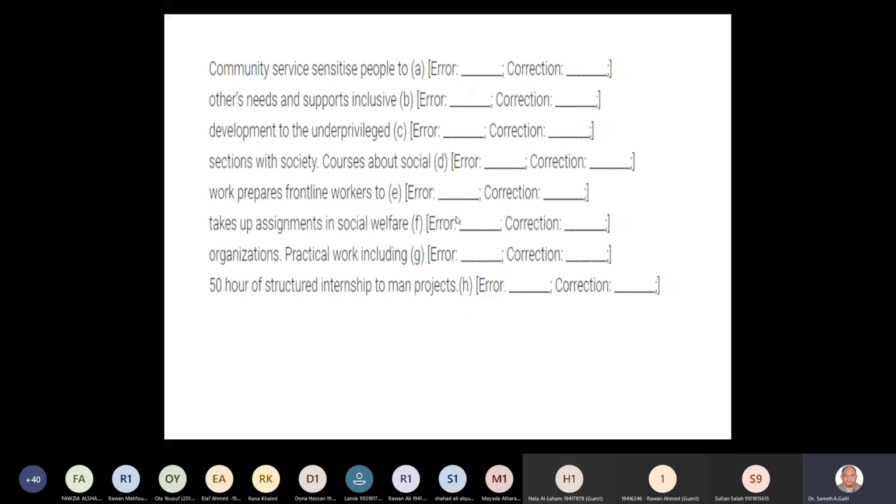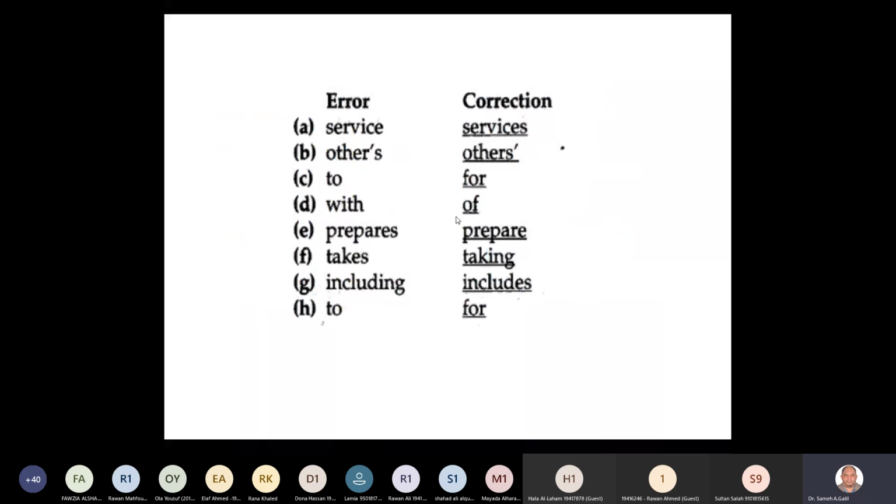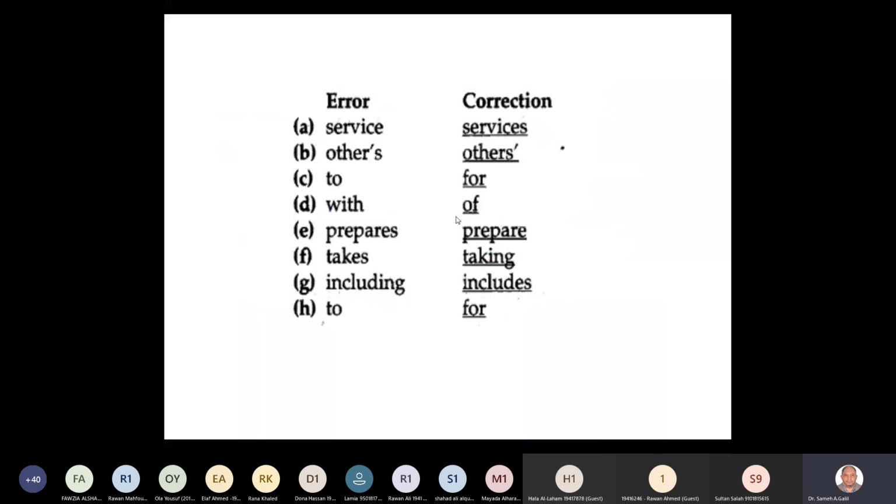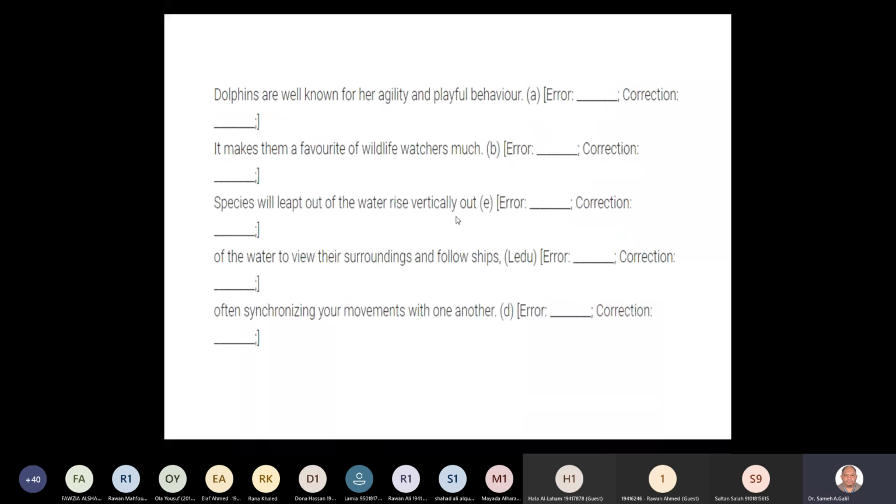So 50 hours of structured internship for man, whatever he means by man project. Do you guys, what does he mean by man projects? Okay, no problem. Okay, so can we look at this? I'll give you a minute for that before we move somewhere else.